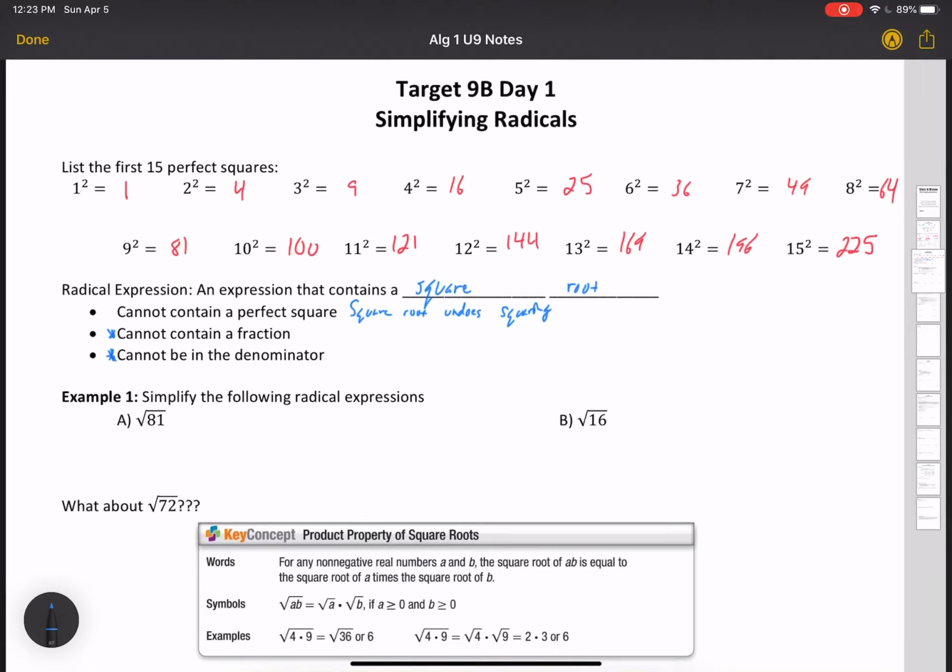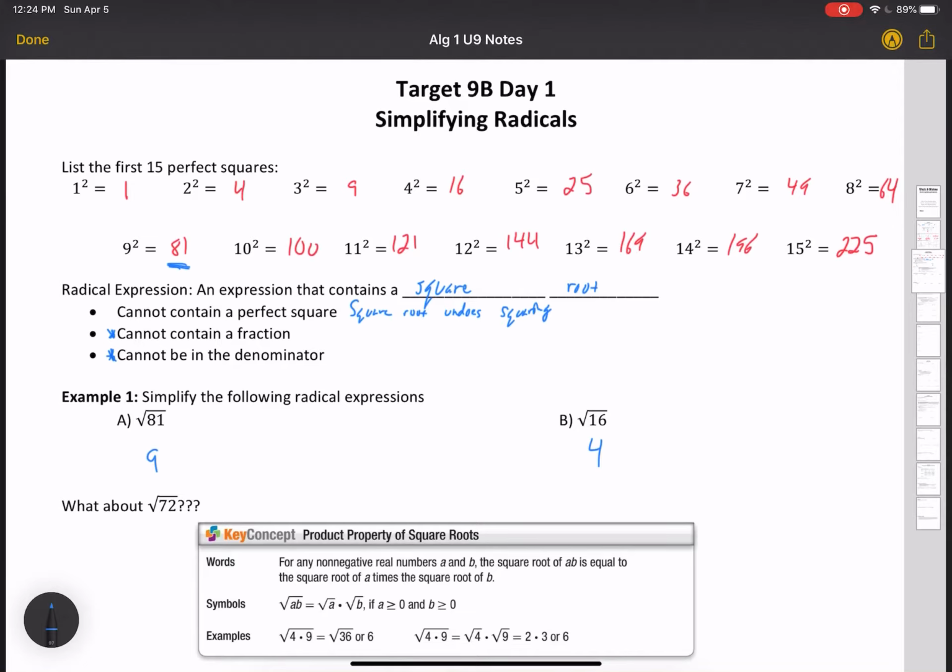Okay? So if I want to simplify the following radicals. Square root of 81, well, we know 81 is a perfect square. So if square root undoes the perfect square, square root of 81 is going to be 9. Square root of 16 is going to be 4. Okay? What about square root of 72, though? 72 is not a perfect square.